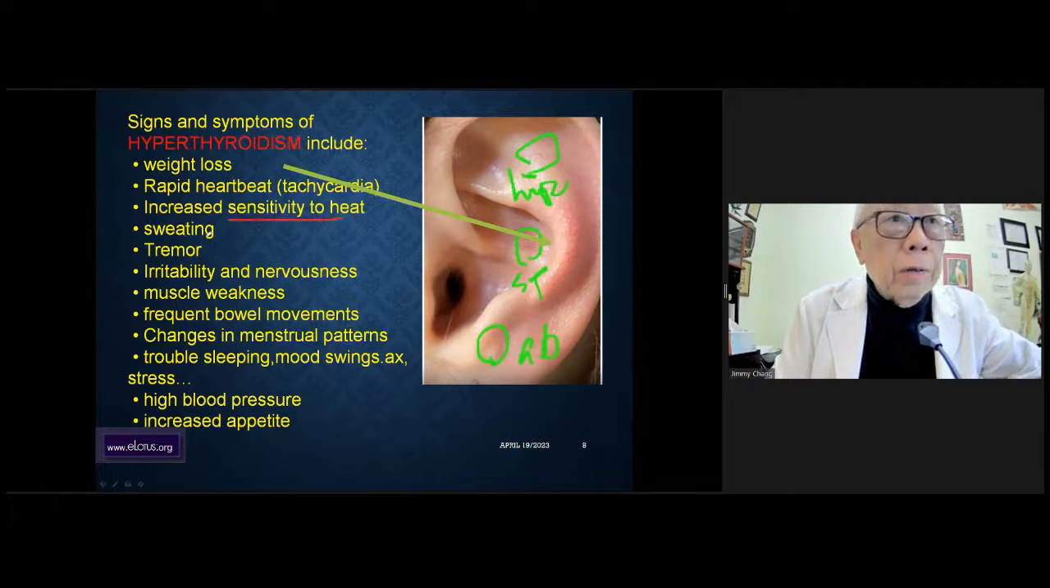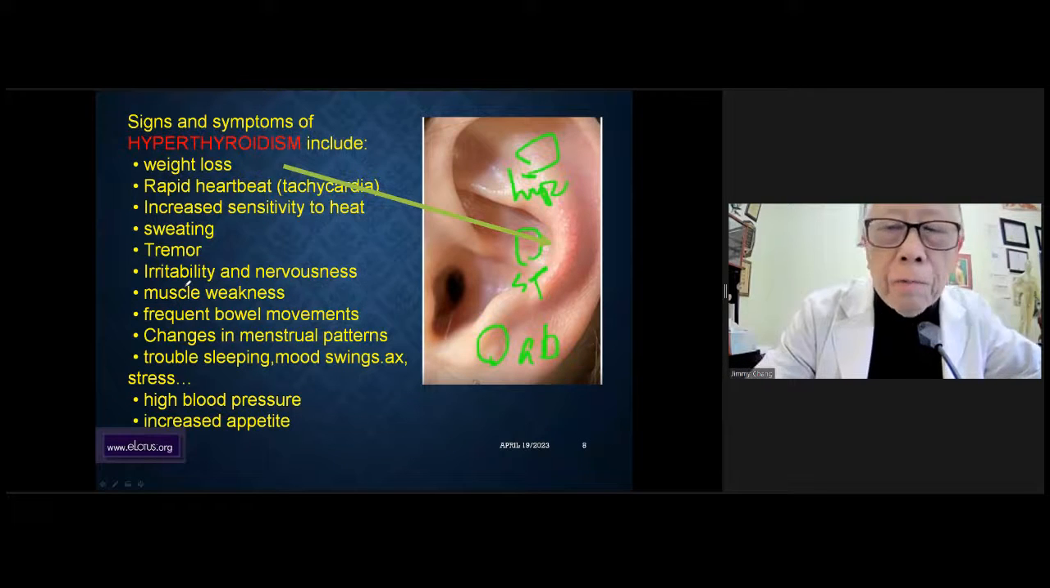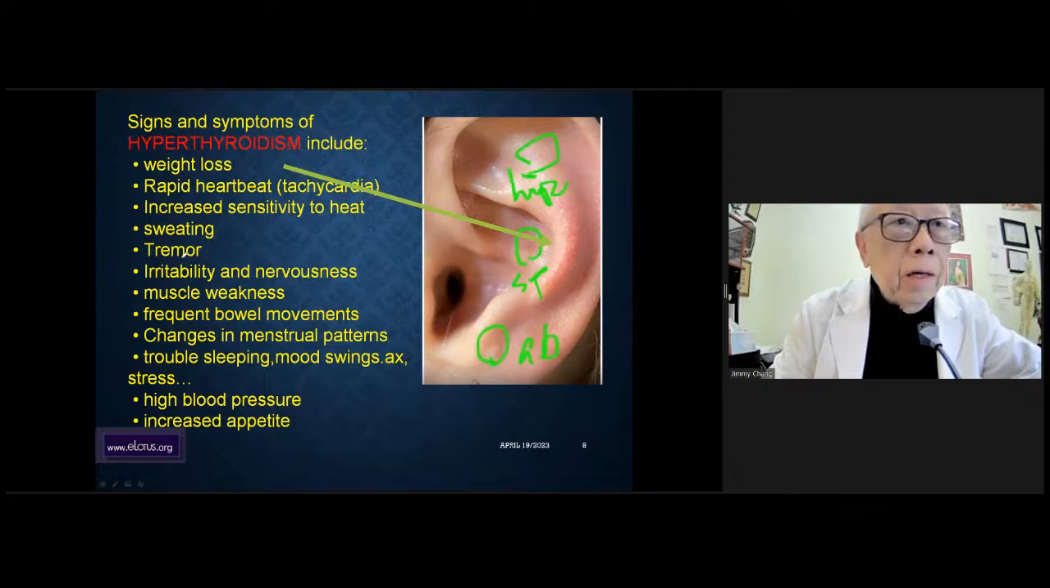And sweating. Some lady will come to you and say, hey, doctor, I have hot flushes. I sweat all day long, especially at night. Hey, doctor, I have a tremor with my hands. Somebody might tell you, I have irritability and nervousness. I'm just nervous all the time, and the heartbeat is fast. And somebody may tell you, oh, doctor, I'm so weak. My muscles are so weak. I cannot lift a heavy weight, and whenever I do something, I feel tired all the time. And somebody might tell you frequent bowel movement. I go to the bathroom all the time.